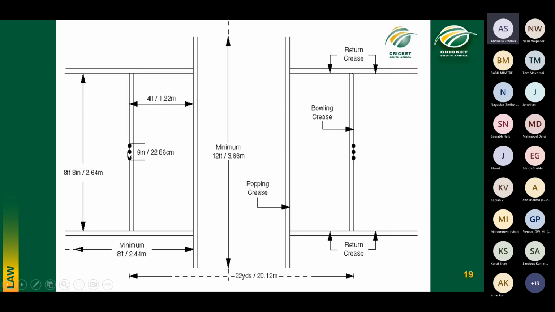then they're not looking for the full measurement. They're not looking for 2.64 meters. They're only looking for half that measurement, which is 1.32 meters. Similarly with any of the other lines, let's say the popping crease. The minimum length of the popping crease is 3.66 meters. Again, look at the arrows. If the arrows only ask you for half of the popping crease, you need to give only half of the measurement. That is just an exam tip. Look at the arrows, where they start and where they end.